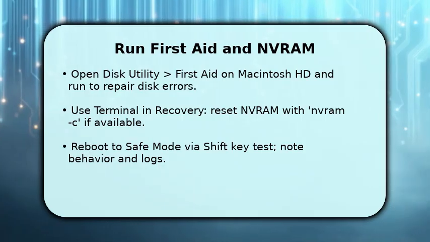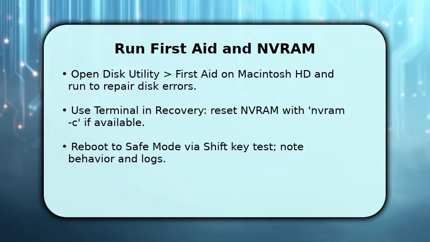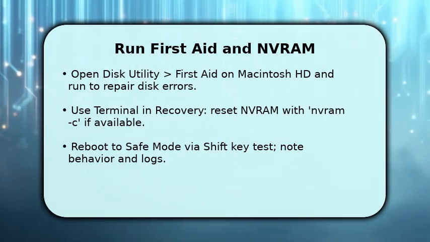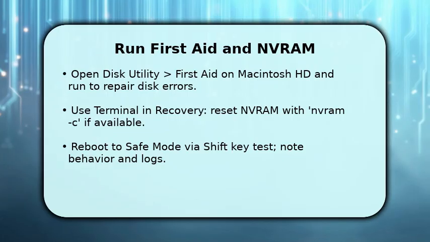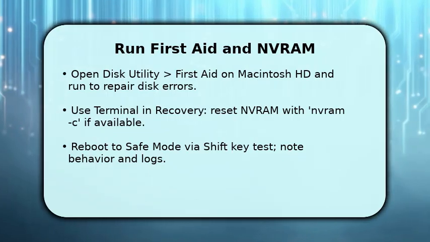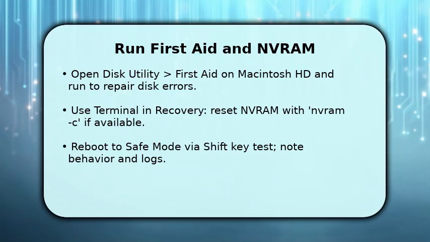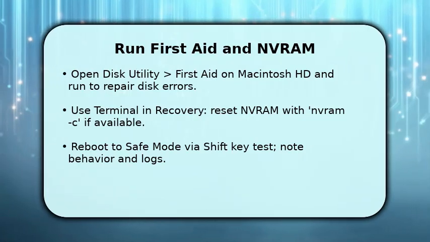Make sure to close utilities and reboot normally, then test safe mode by holding Shift on startup. This lets you observe whether the system still forces safe boot. If it does, you'll have disk and NVRAM info to guide the next step.